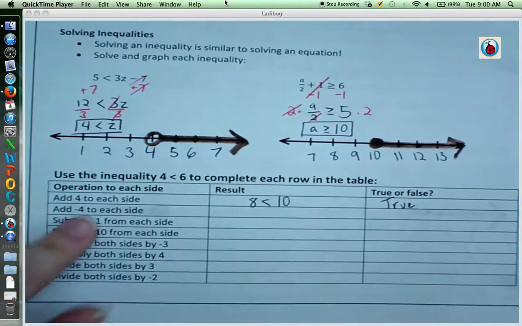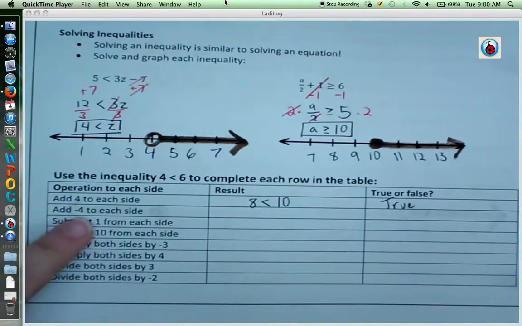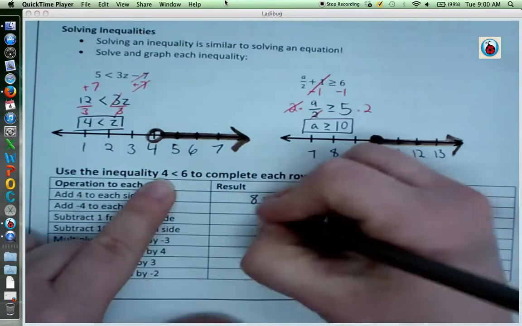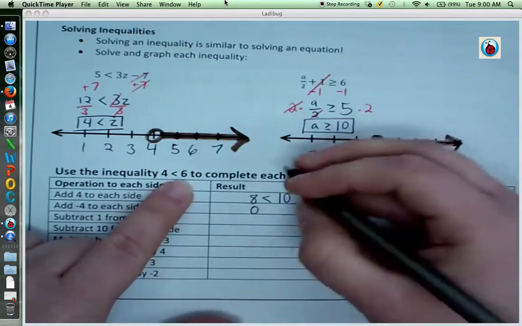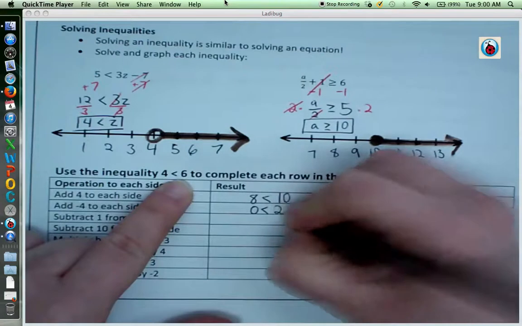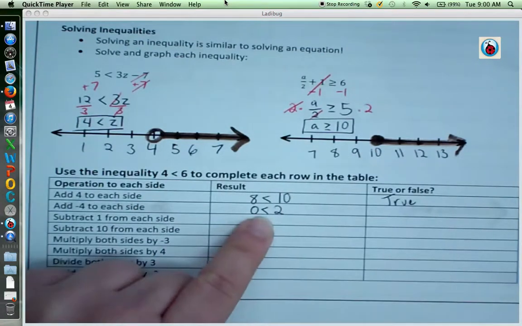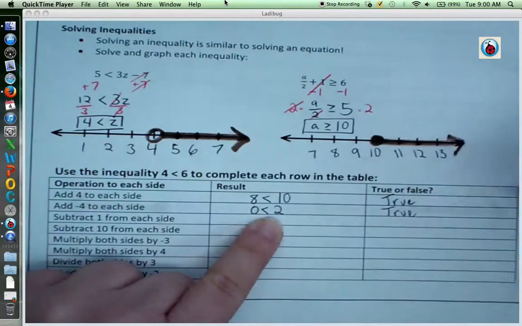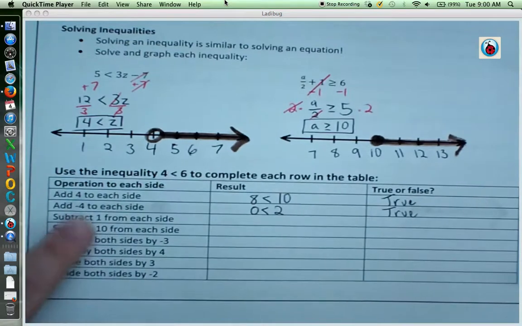If I add negative 4 to each side, 4 plus negative 4 is 0. 6 plus negative 4 is 2. Do I have something true or false? 0 is less than 2. That looks true to me. Nothing is less than 2 things. So that's true. Now let's try subtracting some things.